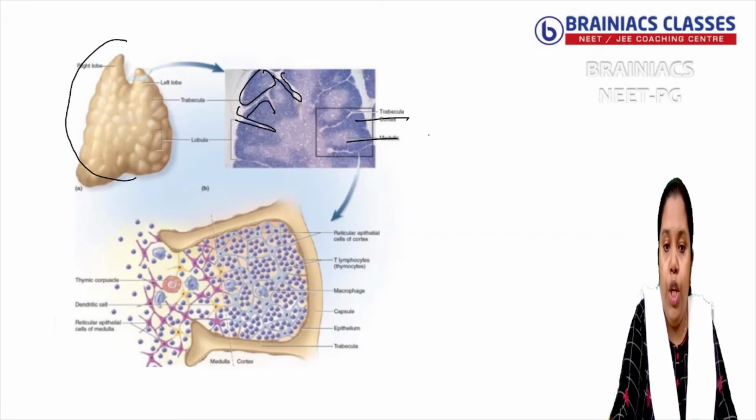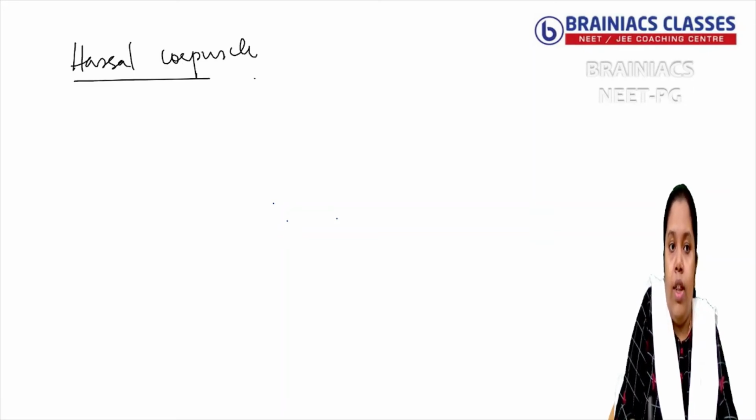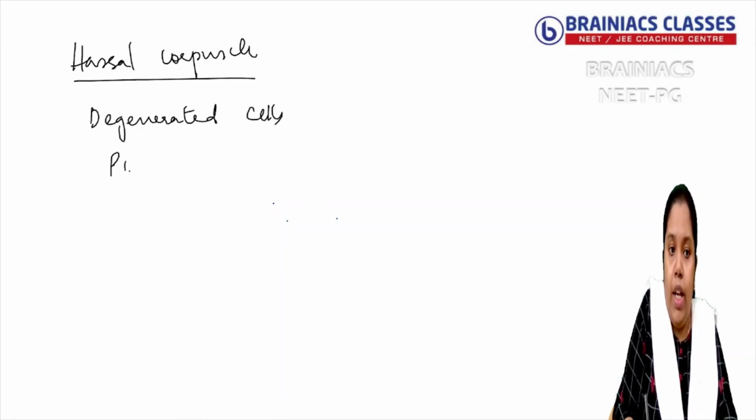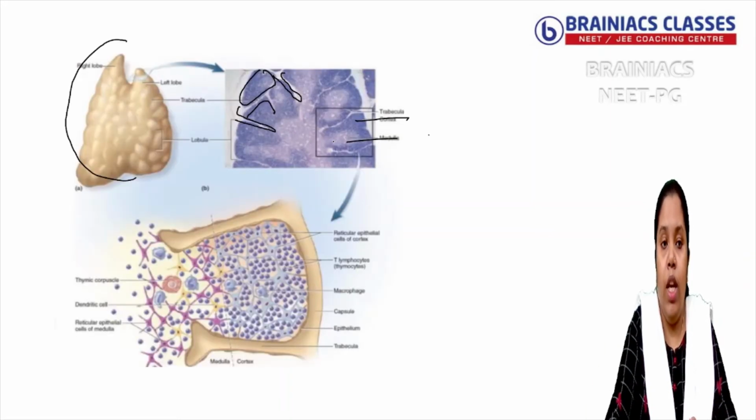One thing you need to know here is Hassall's corpuscles. These are degenerated cells which appear pink in color. Their function is still unknown. So this is about the thymus.